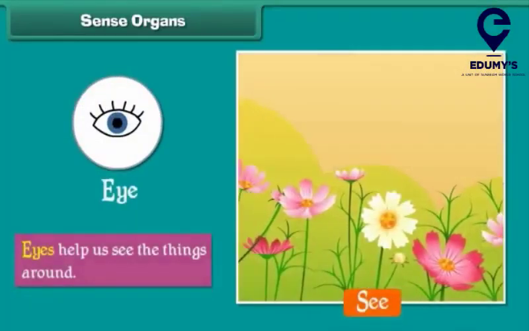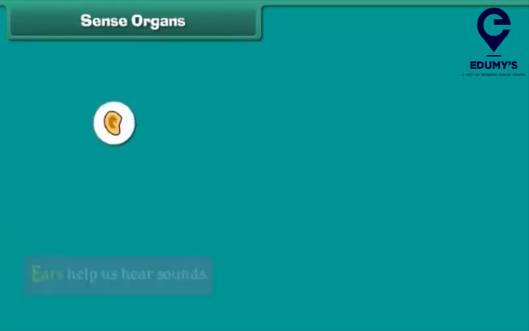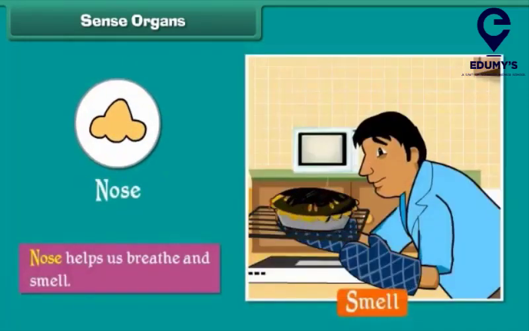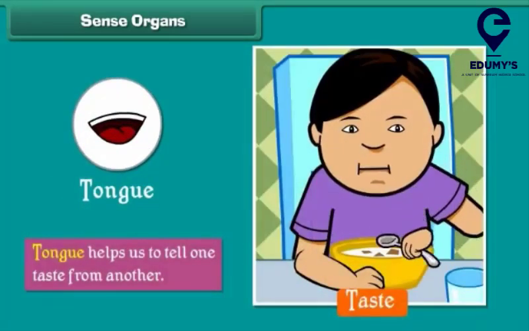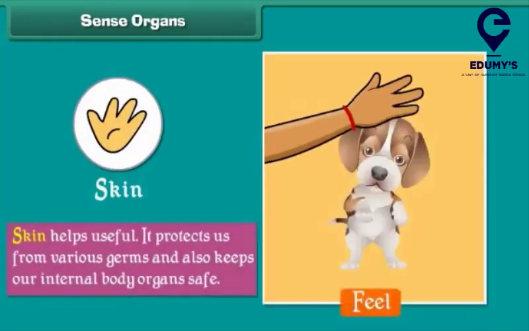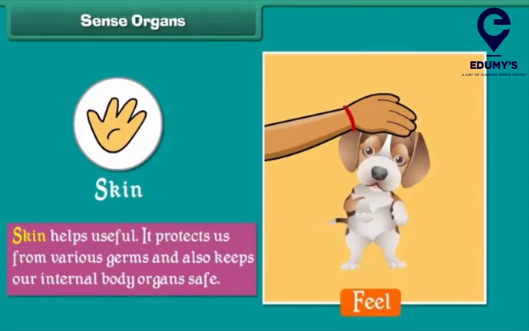Eyes help us to see the things around. Ears help us to hear sounds. Nose helps us to breathe and smell. Tongue helps us to tell one taste from another. Skin protects us from various germs and also keeps our internal body organs safe.